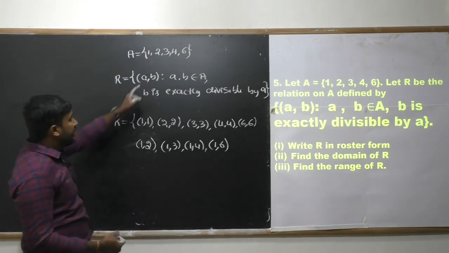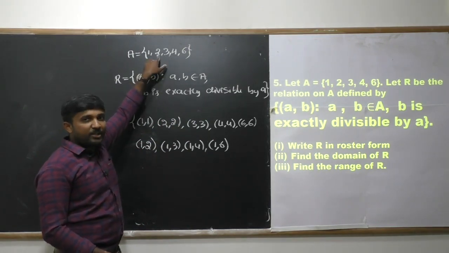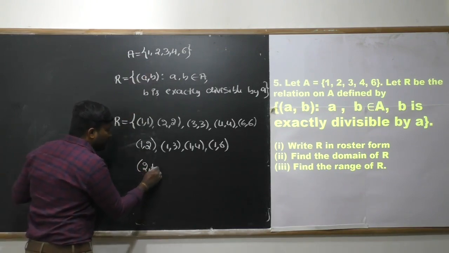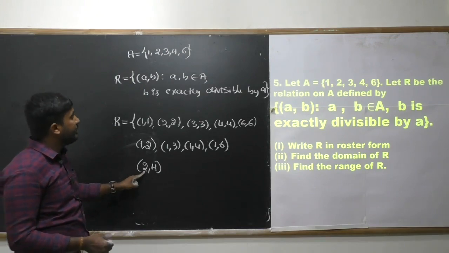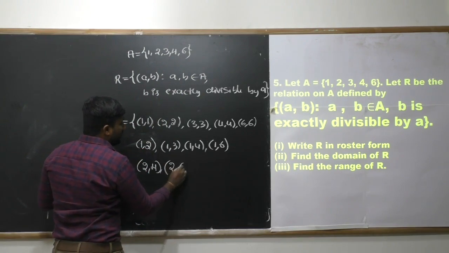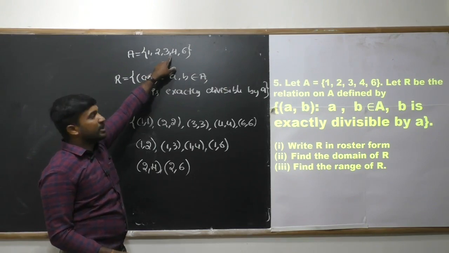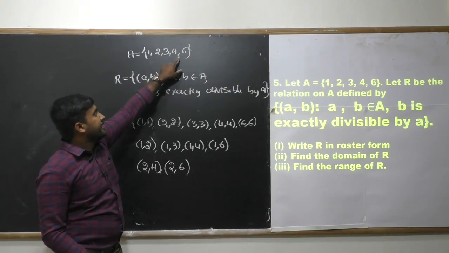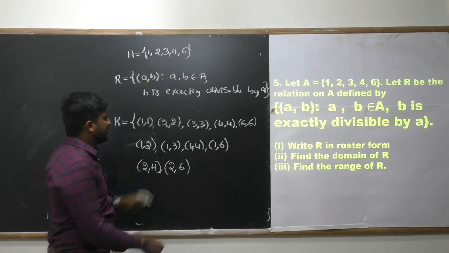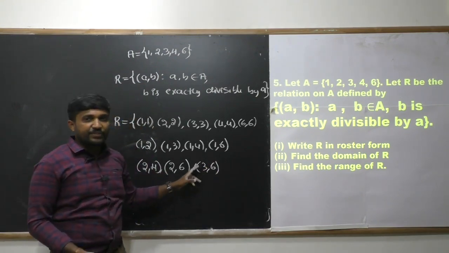Okay, next, is 3 divisible by 2? No. 4 is divisible by 2, right? 4 is exactly divisible by 2. So next is ordered pair 2 comma 4. Next, 6 is divisible by 2. So 2 comma 4, 2 comma 6 are elements of relation R. Next, is 4 divisible by 3? No. 6 is divisible by 3? Yes. Next is 3 comma 6. 3 comma 6 means 6 is divisible by 3. Any other possibilities?